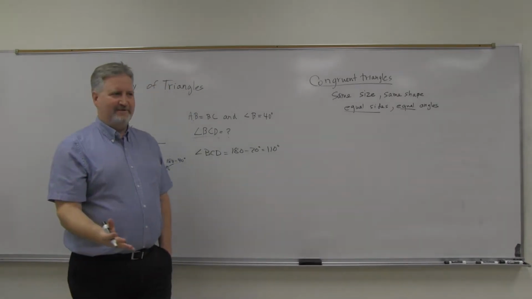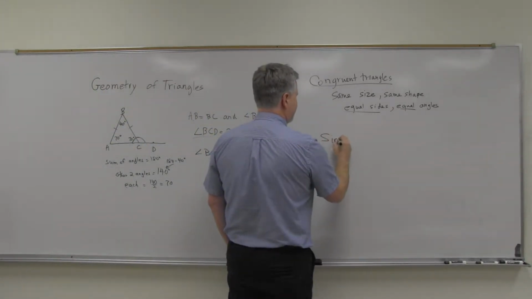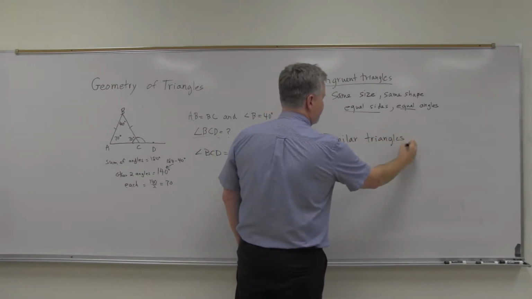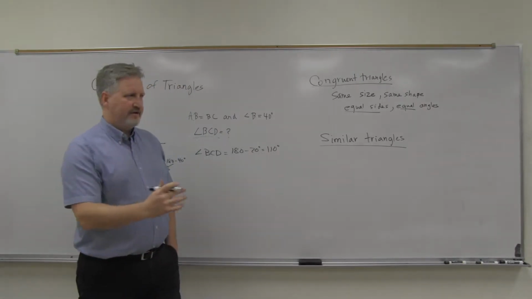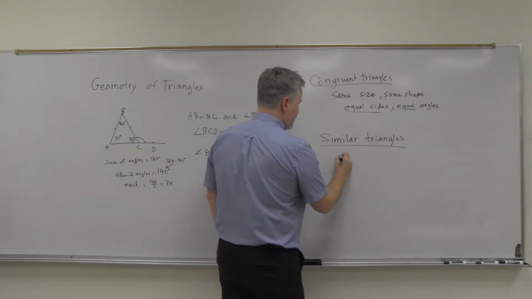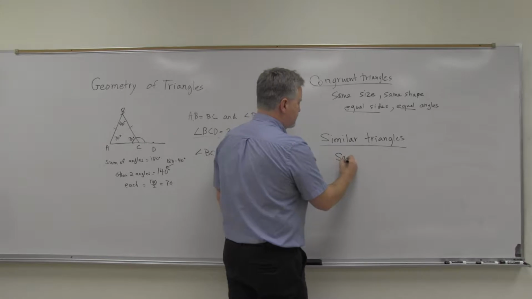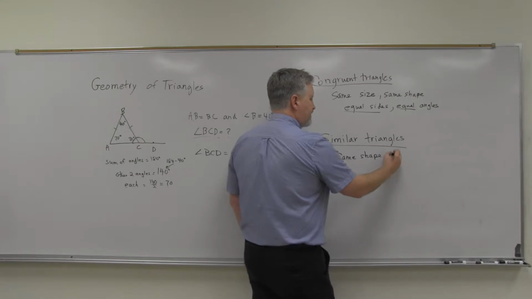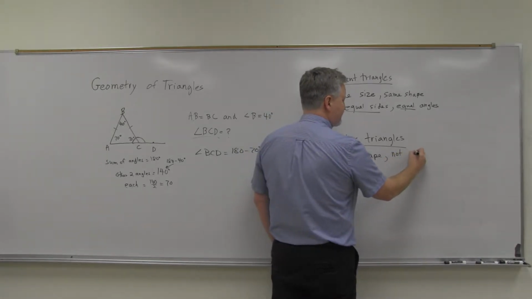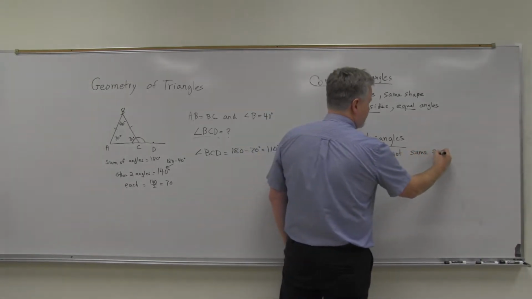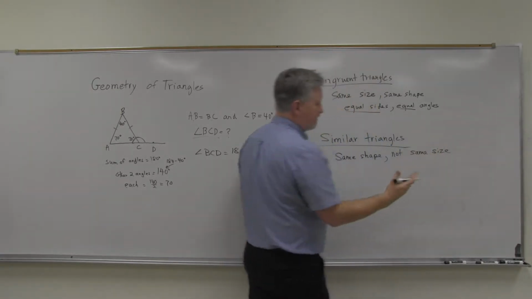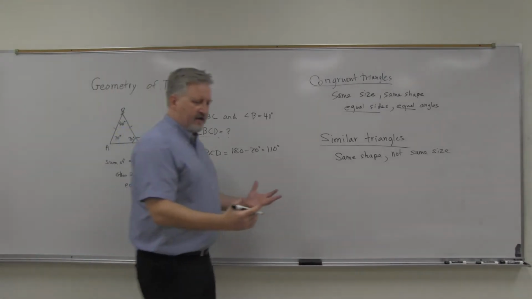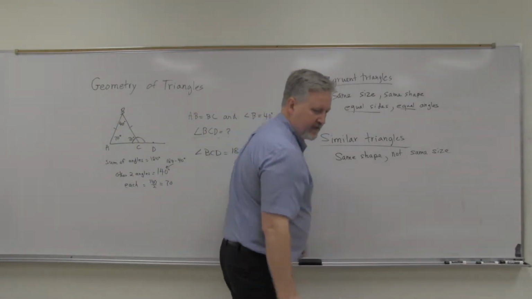On similar triangles, though, that's a little different, isn't it? Similar triangles, okay, so you've got the same shape, but not necessarily the same size. I mean, they could be, but if they're the same size, they're congruent, so you might as well call them congruent. But you've got the same shape, but not the same size. And so, here's an example of that.